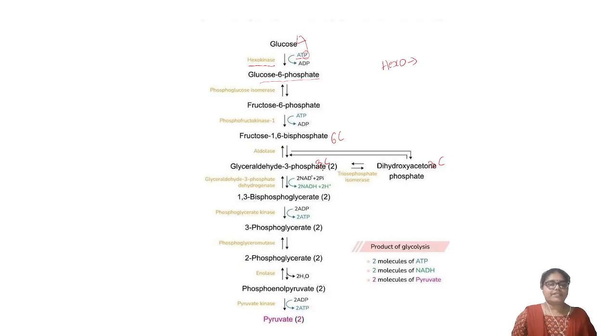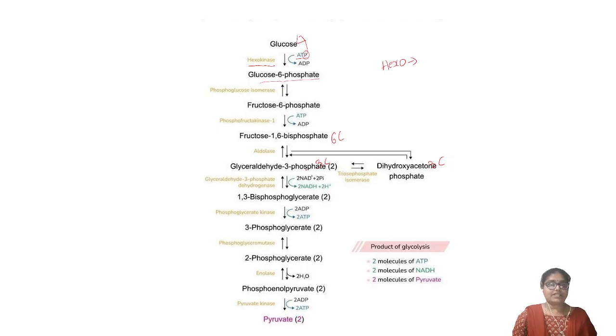DHAP is interconvertible to G3P. In order to continue the glycolysis reaction, DHAP must be converted to G3P. From each glucose, 2 G3P molecules are available now.